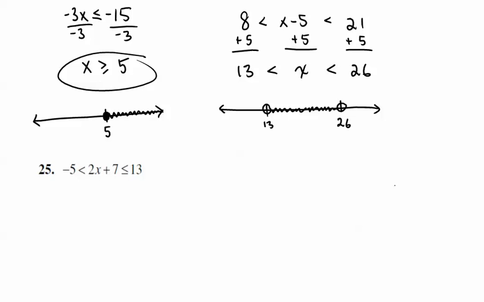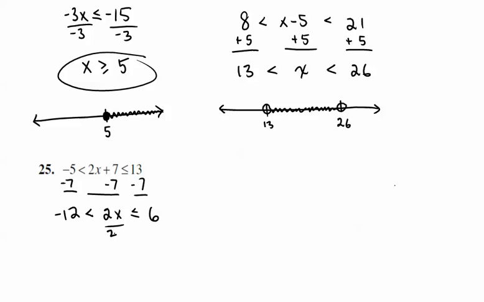All right, so number 25. Once again, we're going to do the same thing to all three parts. The goal is to get the x by itself in the middle. First thing I want to do, subtract 7 from all sides. So we have negative 5 minus 7. That's not negative 5 minus negative 7. It's negative 5 minus 7 or negative 5 plus negative 7. Either way, we're going to end up with negative 12 less than 2x. And then we have less than or equal to on the right side, and 13 minus 7 is a positive 6.